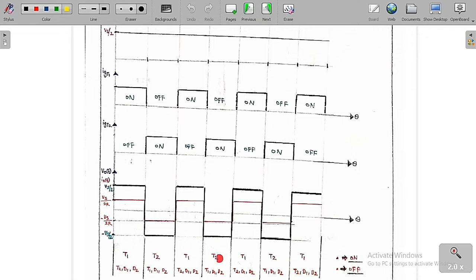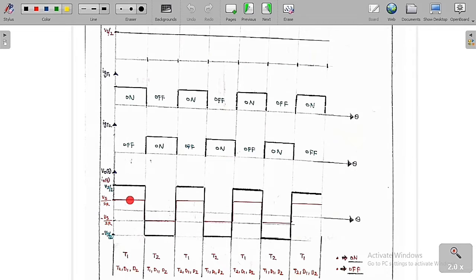So the upper one indicates that these are on and the lower one indicates that these are off. So we can say that here, when T1 is on, the others are off. For resistive loads there is no conduction of the freewheeling diodes. The freewheeling diodes are always off whenever we use resistive loads.